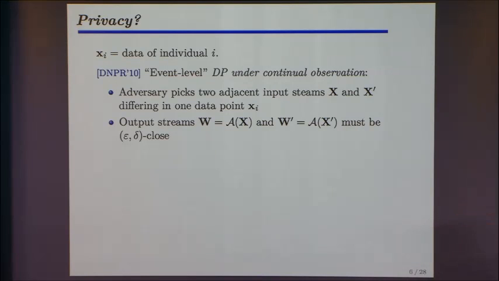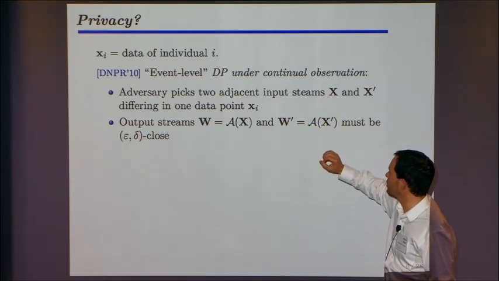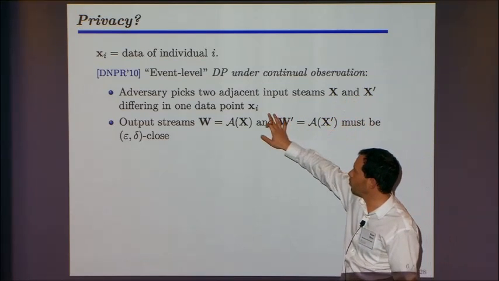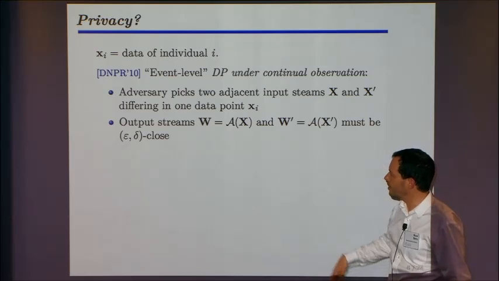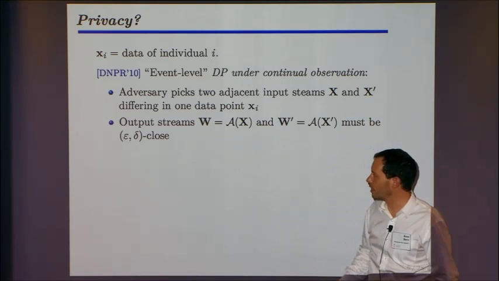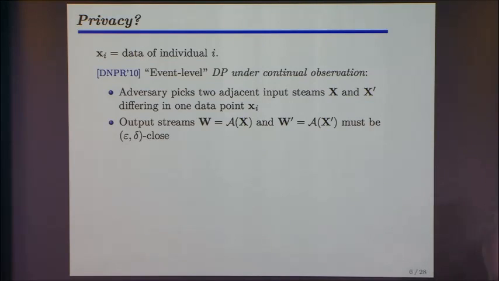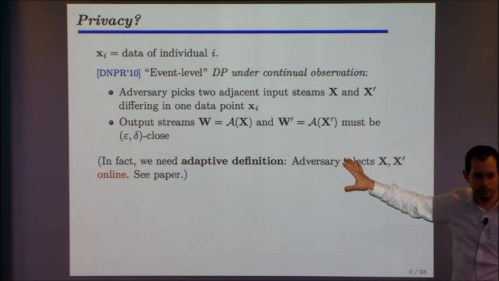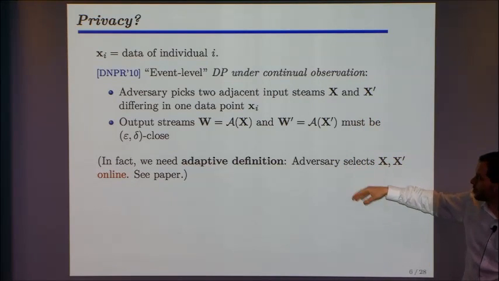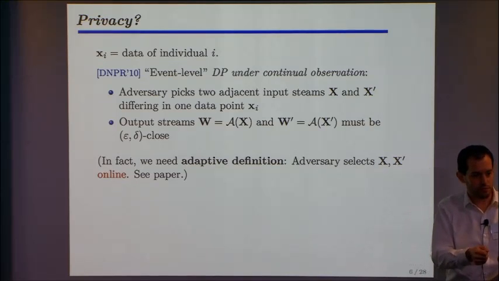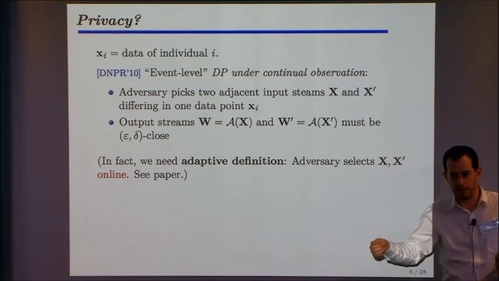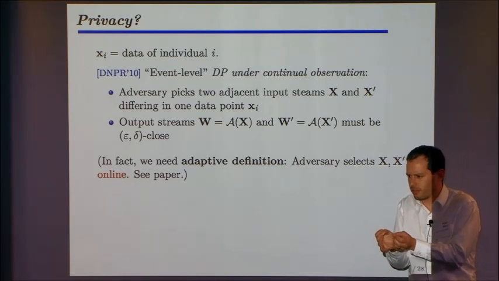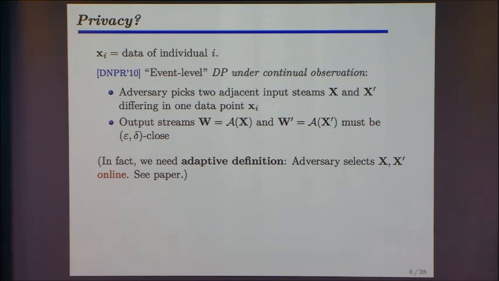So this corresponds to what Dwork, Naor, Pitassi, and Rothblum called event-level differential privacy under continual observation. We think of an adversary as picking two adjacent input streams, x and x prime. They differ in one data point or one cost function. And then I'm going to look at the distribution on the two output streams, and I'm going to require that those distributions be epsilon, delta close. Okay. In fact, this is not quite the definition you need. What you really need is an adaptive version of the definition where the adversary can choose the stream online based on the things you've said so far. And it turns out those definitions are slightly different, but not in ways that matter for today.